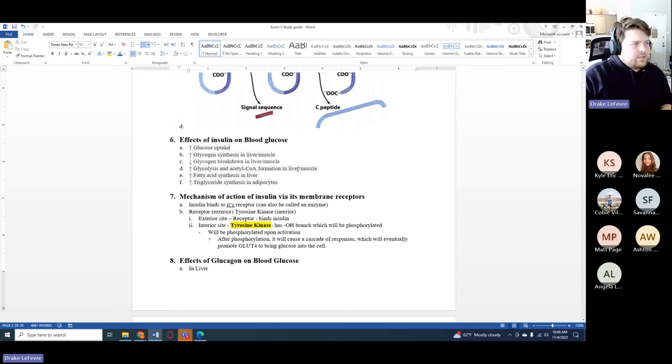And really, a lot of this should be think-through-the-process kind of questions. So if we increase glucose uptake, what is that going to have occur? We increase glycogen synthesis. If we have more glucose available in the cells, we need to store it. So we're going to increase glycogen synthesis. We decrease glycogen breakdown because we're building up glycogen. We increase glycolysis and acetyl-CoA formation in the liver and the muscles. So we're going to increase our creation of ATP.